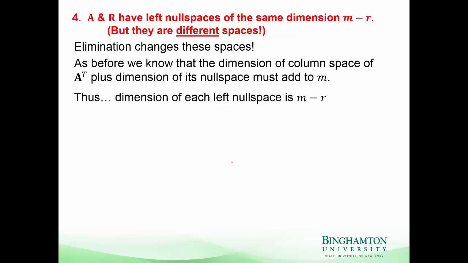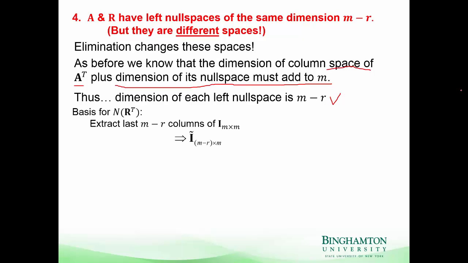So we've seen before that the dimension of the column space of A transpose plus the dimension of its null space must add to m, and therefore we end up getting the m minus r just like we had before. But to think about this, once we know the dimension of this space for R, it's pretty easy to say what we need to do is extract m minus r columns of the identity matrix. And we talked about that earlier.